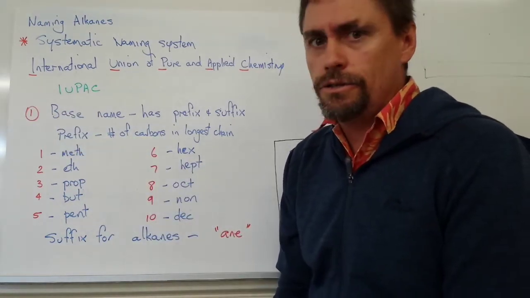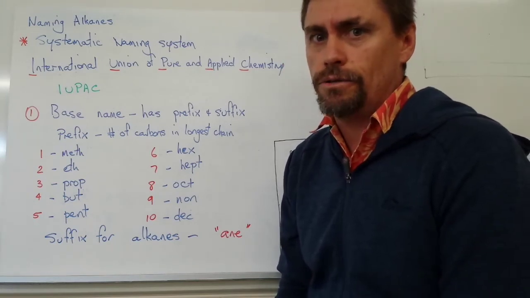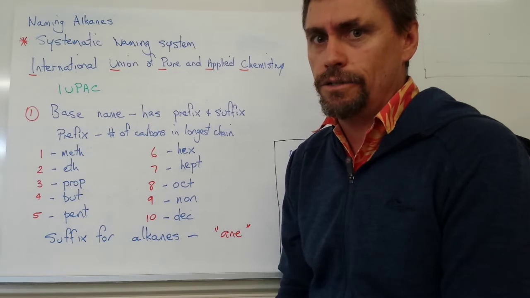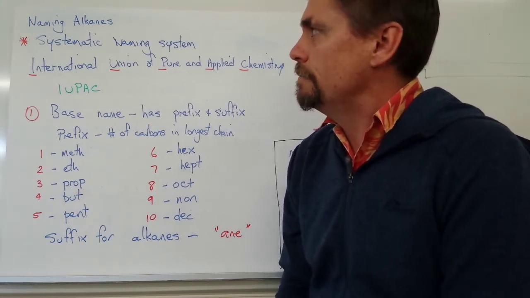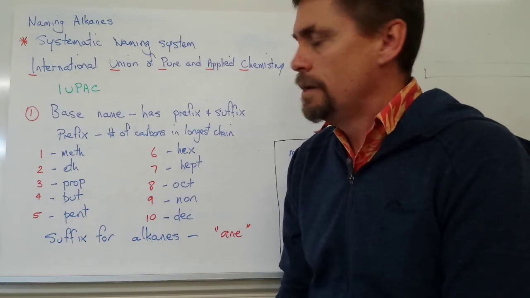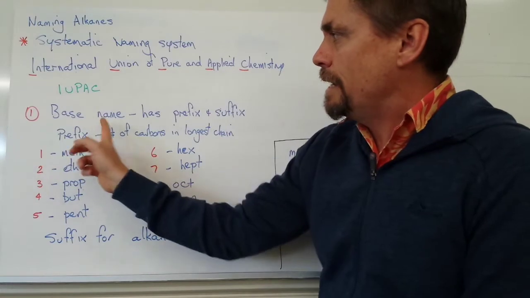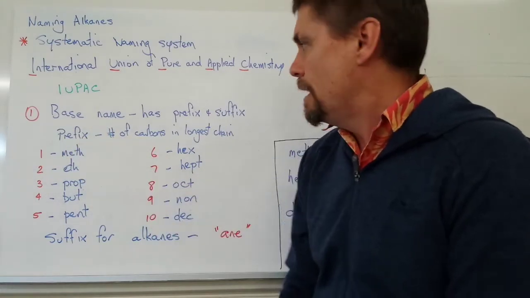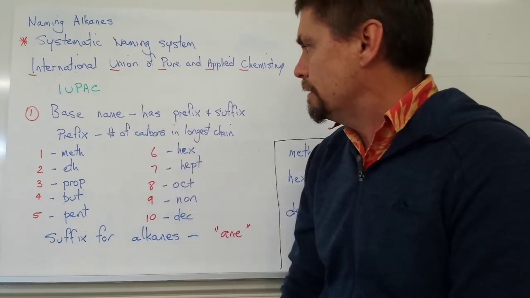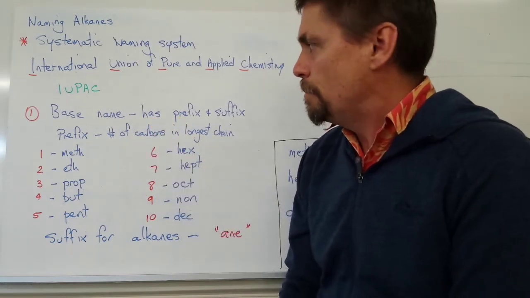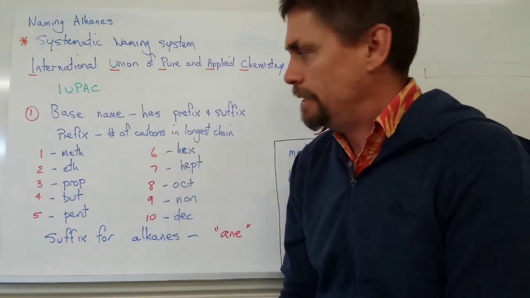And it allows us to not only name, but draw and reproduce organic molecules in a way that allows others to do it after us. So how do we go about using this system for alkanes? We have two parts to it. The first part is that we need to find a base, what's called a base name. And the base name has a prefix and a suffix. And the prefix comes from the number of carbons in the longest chain.